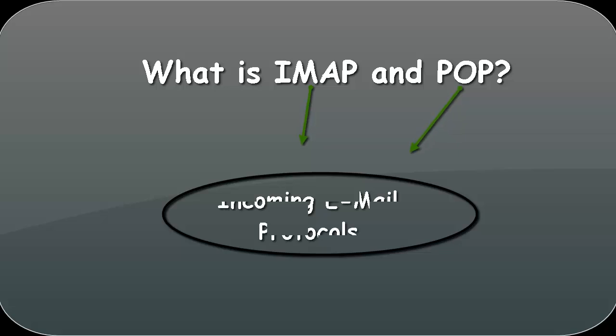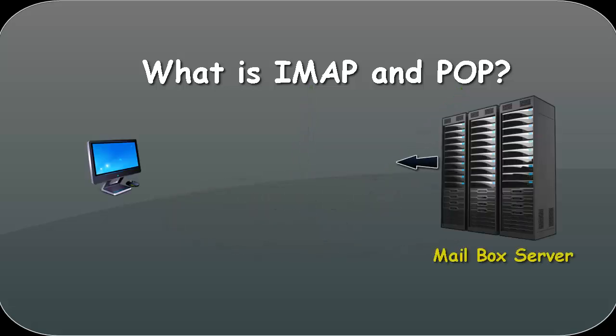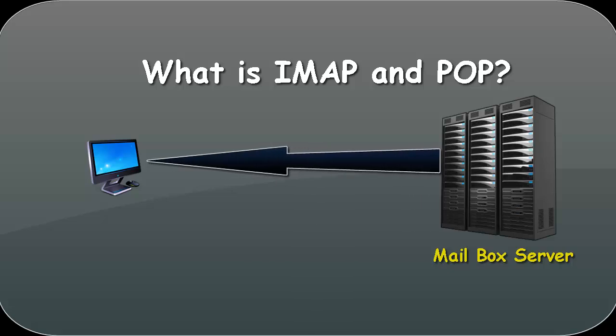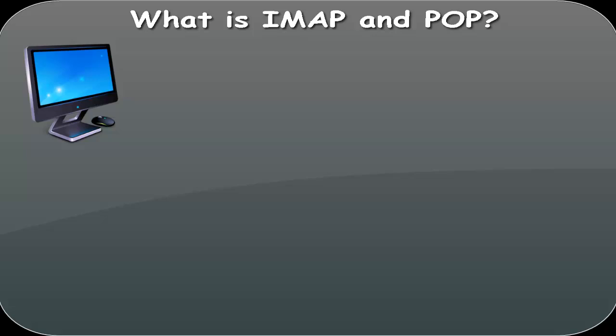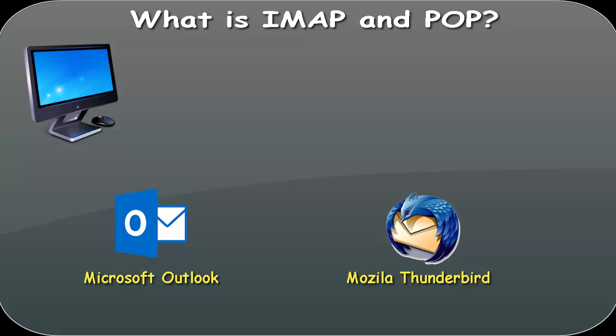So what is IMAP and POP? These two are the most common incoming email protocols. These protocols are used to connect your mailbox server to an email client. Here, an email client refers to, for example, Microsoft Outlook or Mozilla Thunderbird.